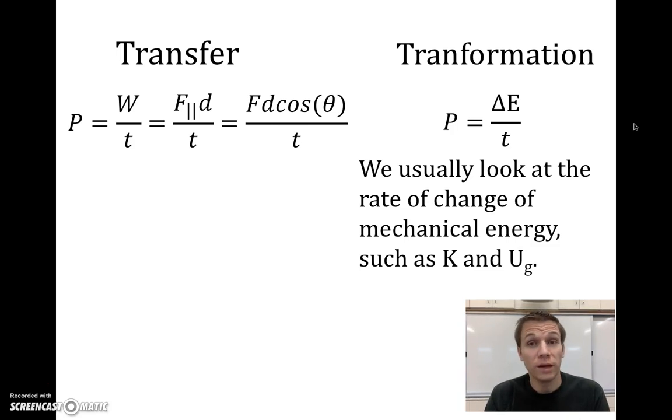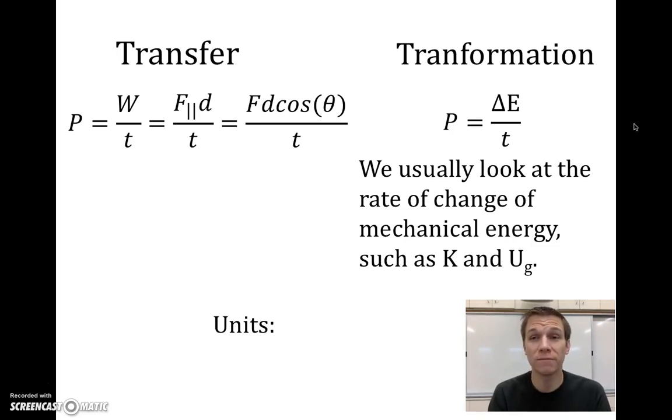We usually look at the rate of change of mechanical energy, such as how quickly the kinetic energy is changing. If you are speeding up, like a car going from 0 to 60, that could be an example of power, how quickly it can do that. Or the rate of change of gravitational energy. So for someone running upstairs, how quickly their gravitational energy is changing would give you their power rating, is what we would call that.